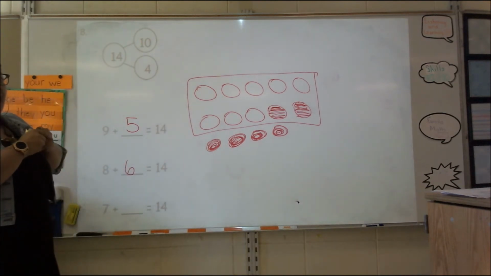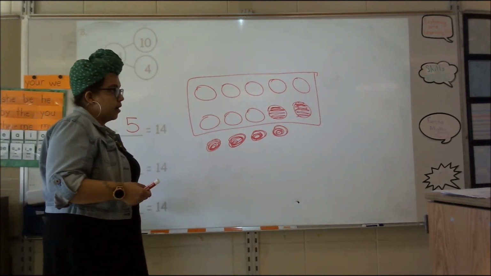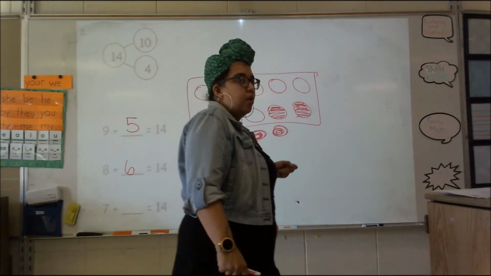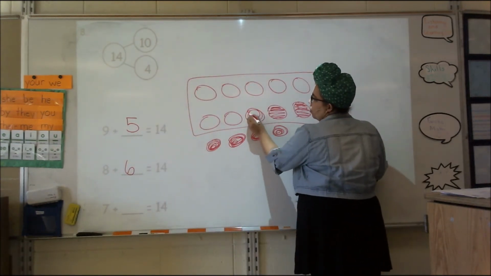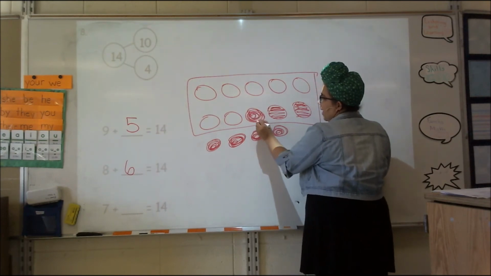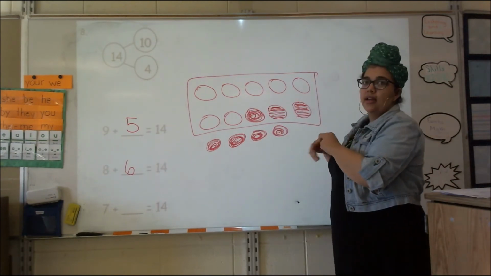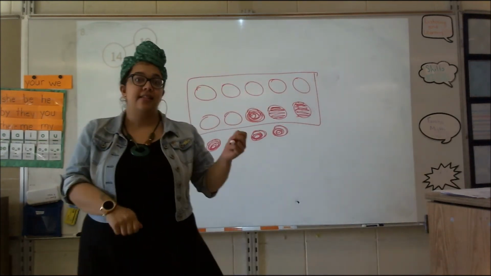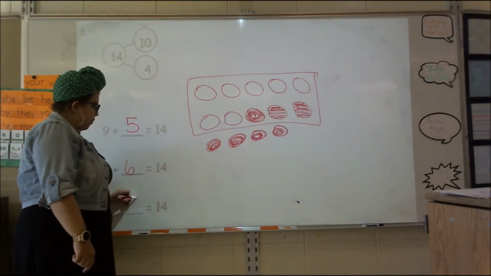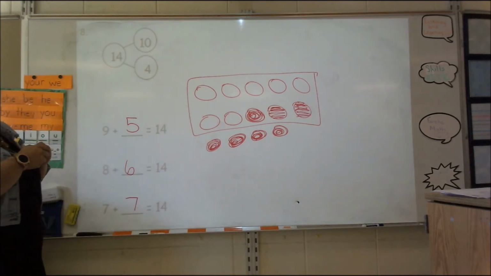Okay, now I only want 7 in my first part, which means I need to move another one into my other part, my other pile, my other group. So now I have 7 empty circles and 7 full circles. Yes, because in this case we're dealing with doubles. Both parts are the same size.